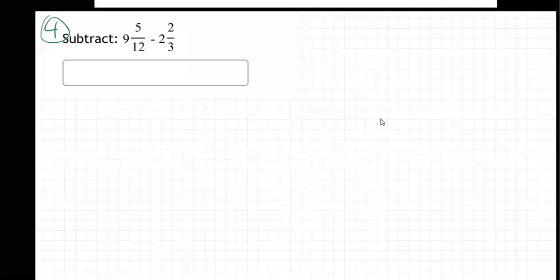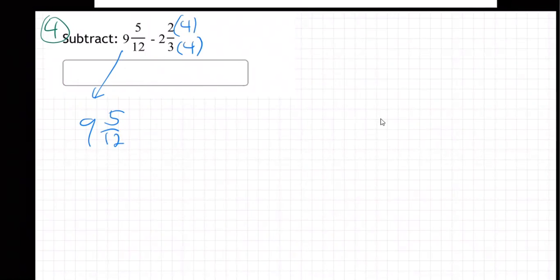How do we subtract these two fractions? How are we gonna do this? Well, we already know to add or subtract fractions, you need common denominators, right? So let me bring it down here. So we have 9 and 5/12. And then we're going to need to multiply top and bottom by 4 there to make it 12. So subtract 2 and 8/12.